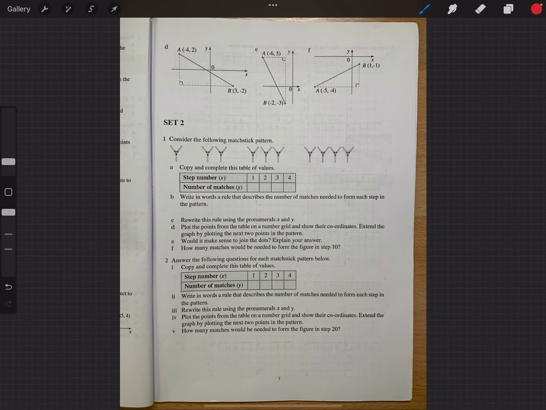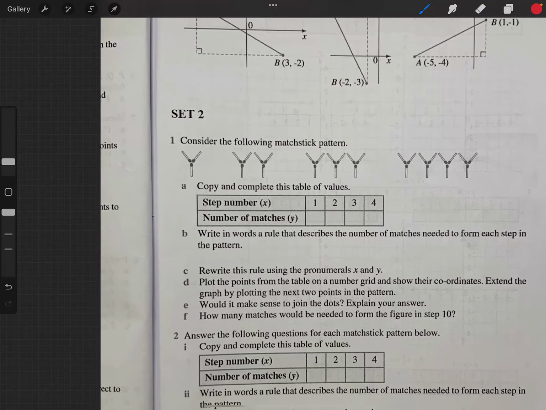Question 1 says, considering the following matchstick pattern, copy and complete this table of values. So this number of steps is these ones. This is the first step, step 1. This is step 2, step 3, and step 4. And to fill a table of values, we just have to find how many matchsticks there are in each step. So step 1 has 3 matchsticks, so there's 3. Step 2 has 6, step 3 has 9, step 4 has 12.